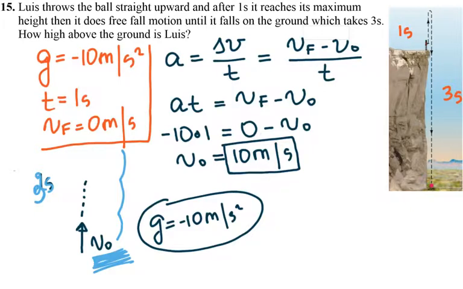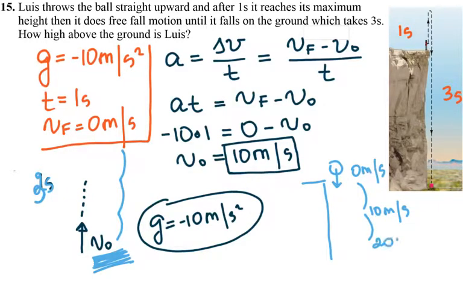Also, if I am at the top of the cliff and I drop something down, let's say initial velocity is 0 meters per second, then in 1 second it's going to have 10 meters per second because acceleration due to gravity is 10. In 2 seconds it's going to be 20 meters per second. In 3 seconds it's going to be 30 meters per second, and so on.